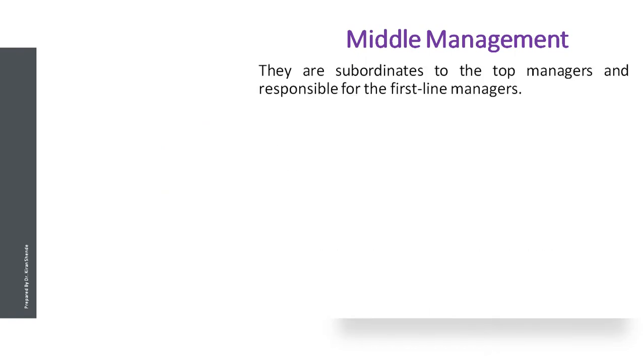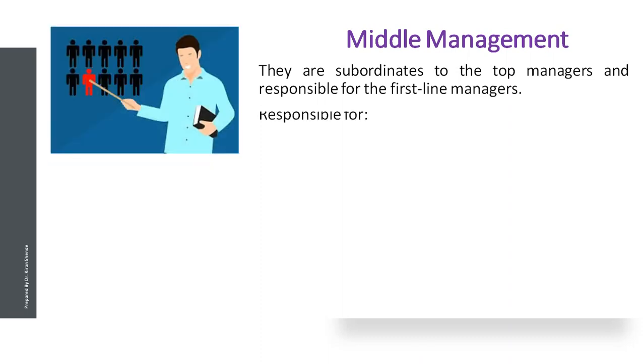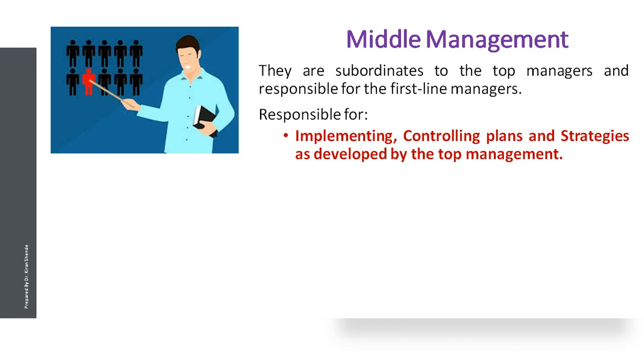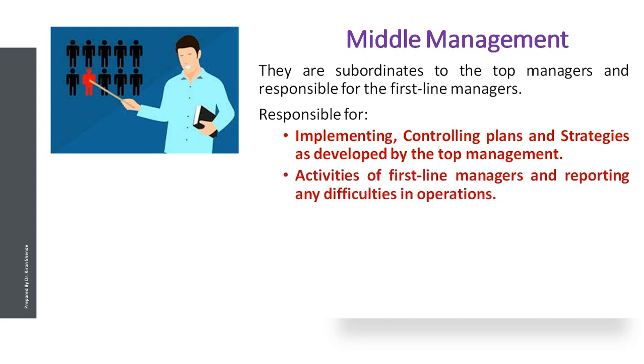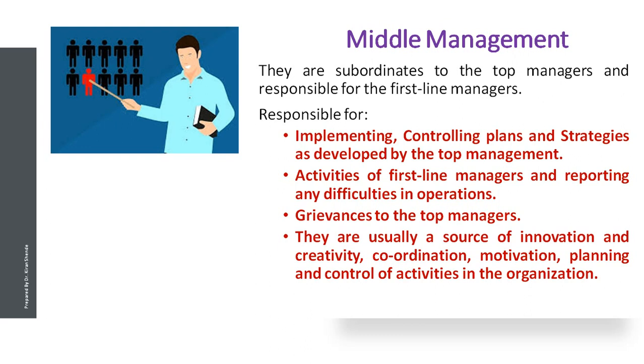They are subordinates to the top managers and responsible for the low level or frontline managers. Prime responsibilities are implementing and controlling the plans and strategies developed by the top managers, and the activities of the first line managers, and reporting any difficulties in operations and grievances to the top managers. They are usually a source of innovation, creativity, coordination, motivation, planning, and controlling of activities in the organization.